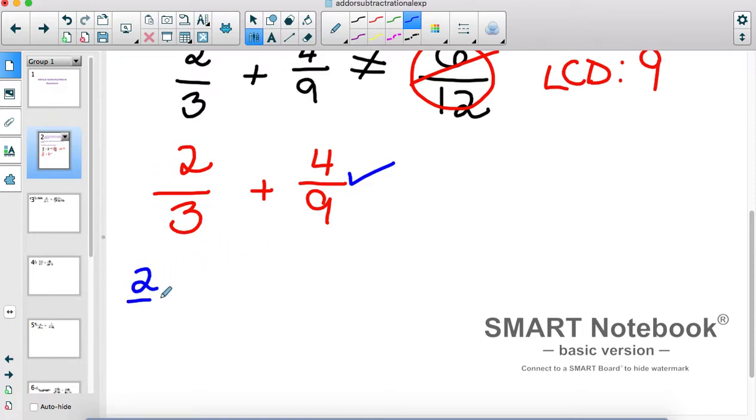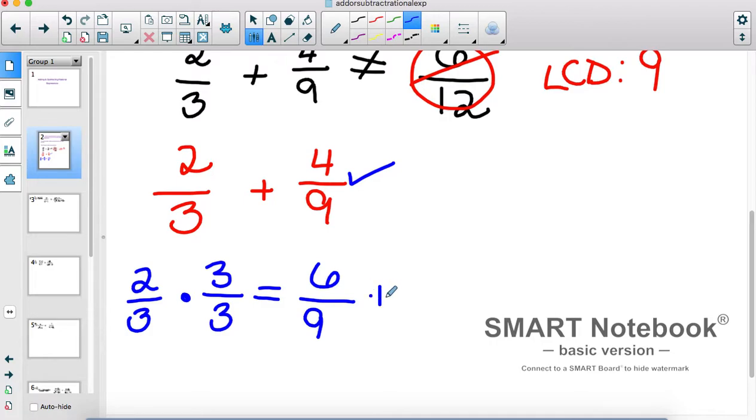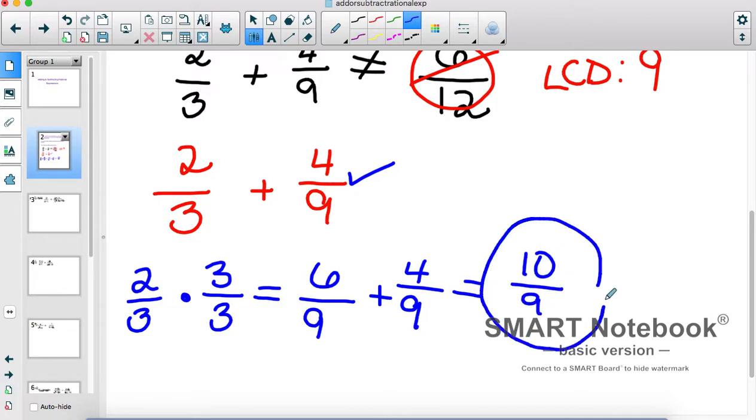So what we would do is 2/3 times, well, if I want my denominator to be 9, I have to multiply by 3. But if I multiply the denominator by 3, I have to multiply the numerator by 3. So this whole fraction then becomes 2 times 3 is 6/9. And then I would add the 4/9, and that would give me 10/9. Okay? And this would actually be your answer for adding these two fractions.